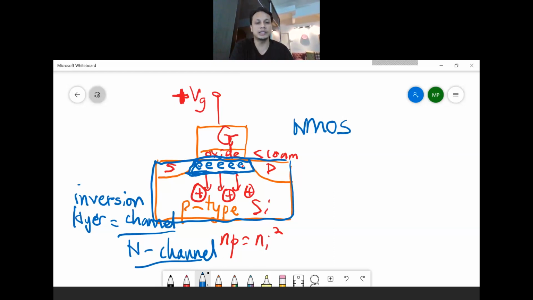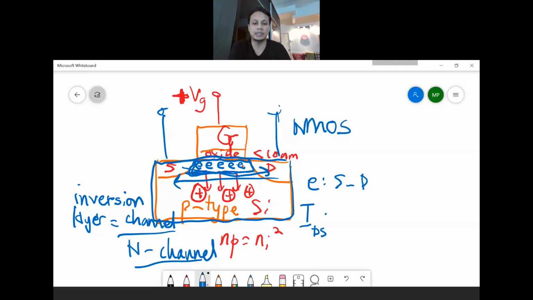So the moment you have this N channel, the current can flow. The current can flow from drain to source. Nanti saya akan bagi satu YouTube file on the animation of the MOSFET operation, right? So electrons akan flow from source to drain. Electron, source to drain. Current, which is also called IDS, I drain source, flowing from drain to source, right? So that's the basic operation of how do you create a channel.